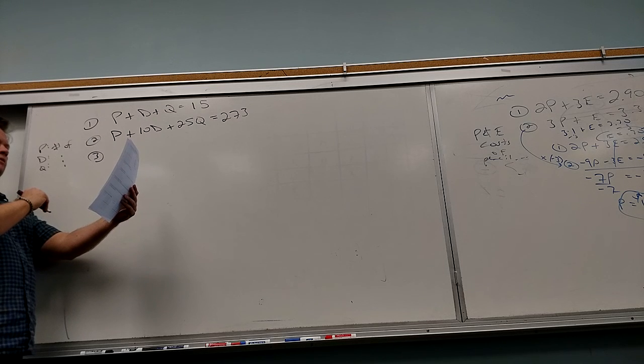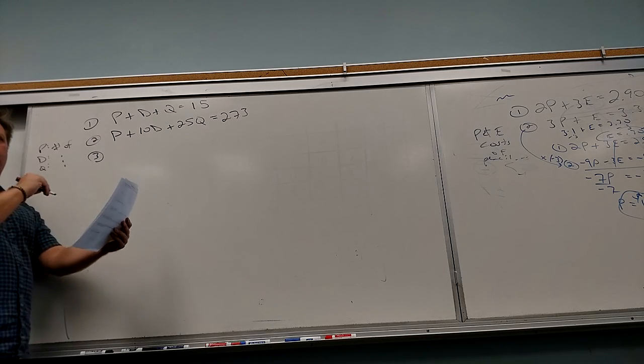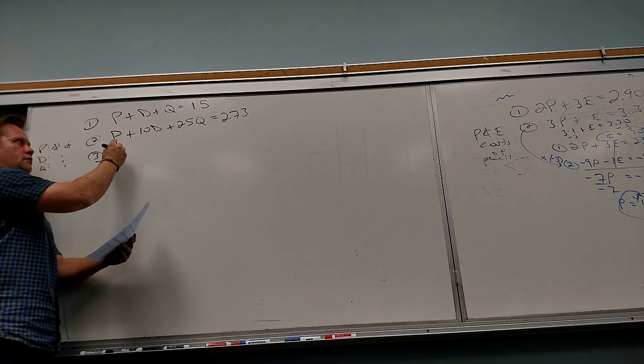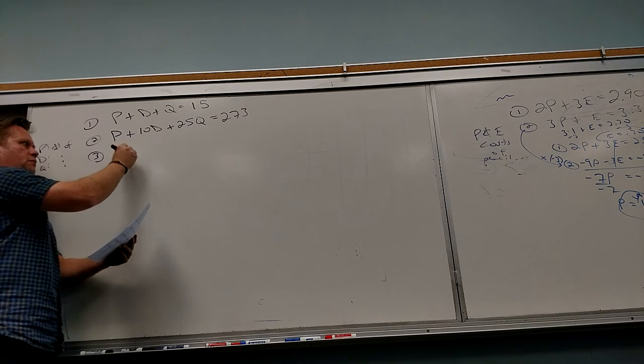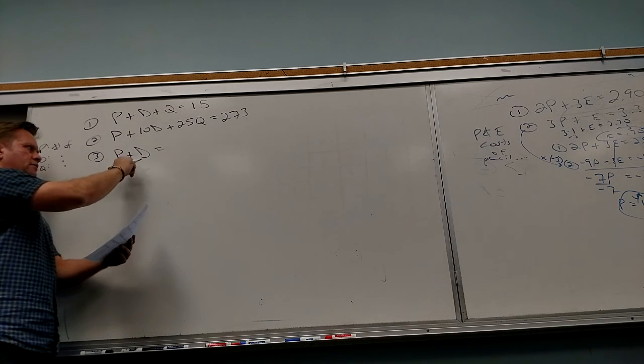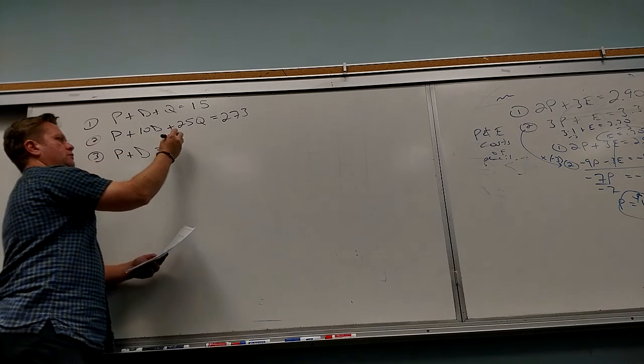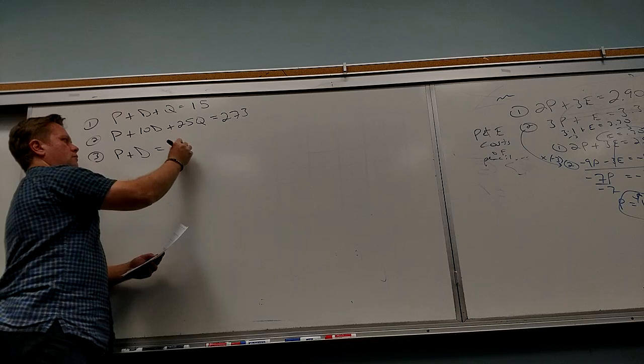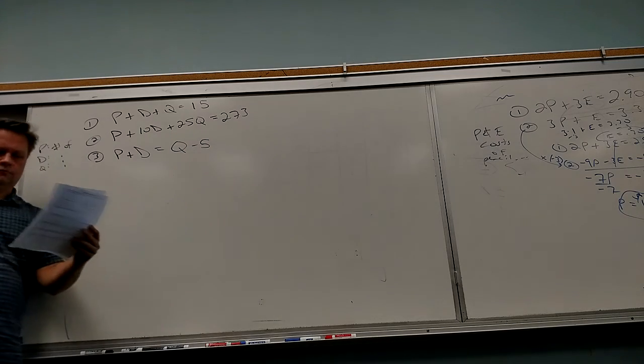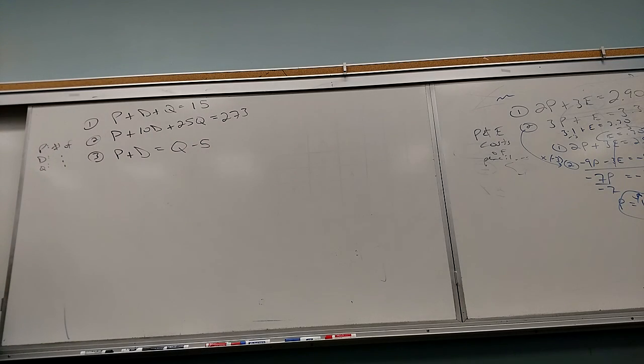The number of pennies and dimes added together. How do I write that? P plus D is, the number of pennies and dimes added together is 5 less than the number of quarters. Q minus 5. Oh, I gave you one more relationship we don't really need. I always forget about it. D equal to P minus 1.